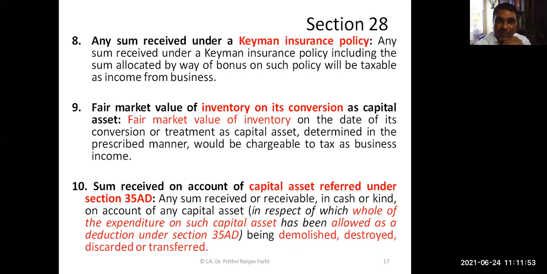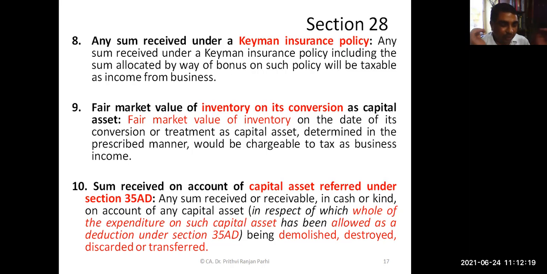Business may face losses. So in that kind of situation, the business may be interested in taking insurance against them. So if any sum is received under a Keyman Insurance Policy, you have taken a Keyman Insurance Policy and some money has been received, including bonus on that policy, it shall be taxable as income from business.